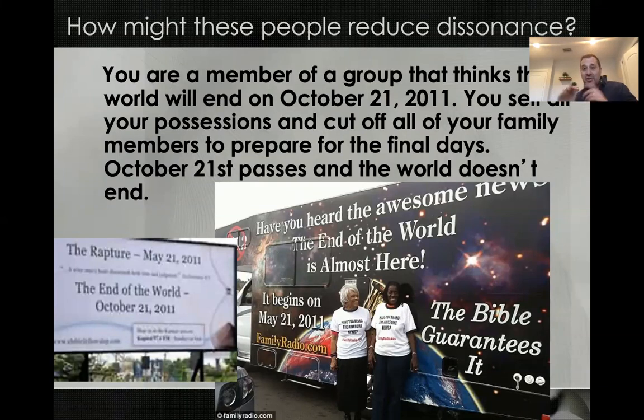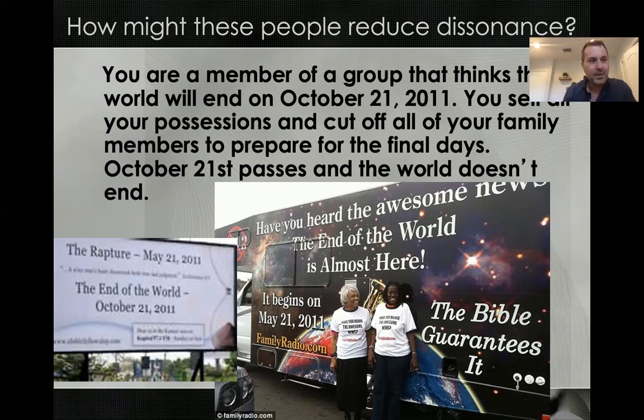Anyway, imagine that you're one of these people, right? So you're in this organization and your friends and your family think that you're a little bit crazy for joining this group. So you have to cut them off, right? You have to sort of cut off your friends and family so you don't hear that criticism. And because the world's ending, you sell all your possessions and you quit your job because you don't need a job if the world ends. And so you've thrown everything you believe into this one belief. And then that belief is proven wrong. How are you going to deal with that?